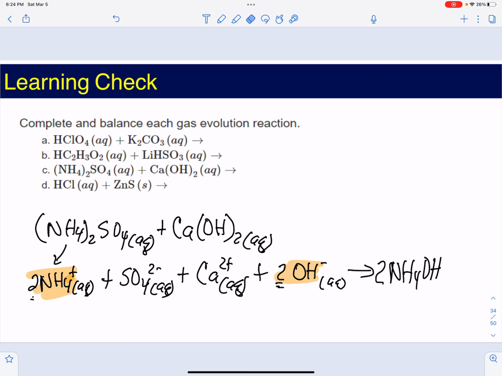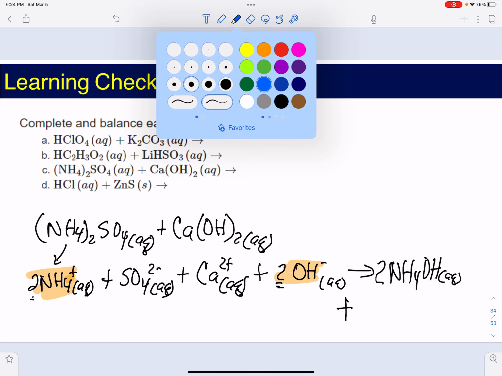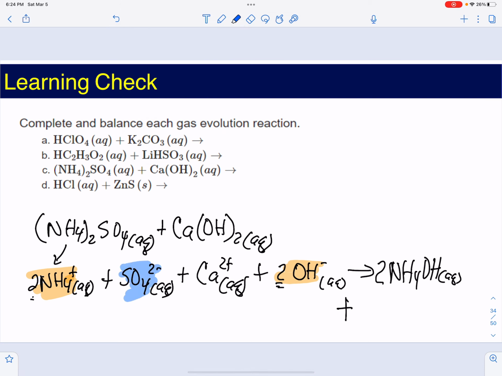In addition to that, and this is gonna be aqueous. And in addition to that, we're gonna get our negative combining with the positive, and we're gonna get calcium sulfate. Crisscross, 2 to 2, and then we simplify. And calcium sulfate, that should be aqueous. And that should be it.